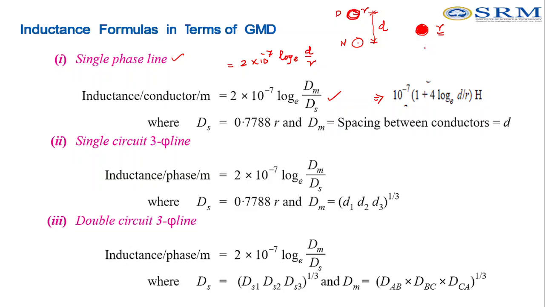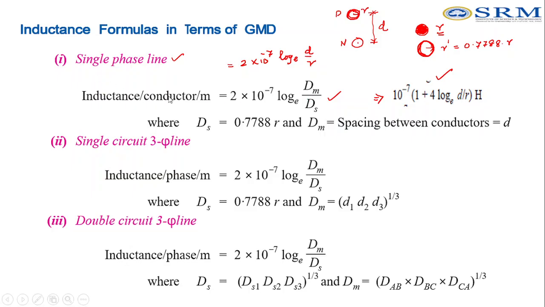But we can also use the hollow conductor. A hollow conductor is a circular conductor, but the component is not there at the center, so it is hollow. For the first case, I can easily find the radius, but for the second case I cannot find the radius easily. So they found the radius as r dash, which is 0.7788 times the radius. So this is for a hollow conductor. Whenever we use a solid conductor, we use this formula, and whenever we use a hollow conductor, we use the first formula.